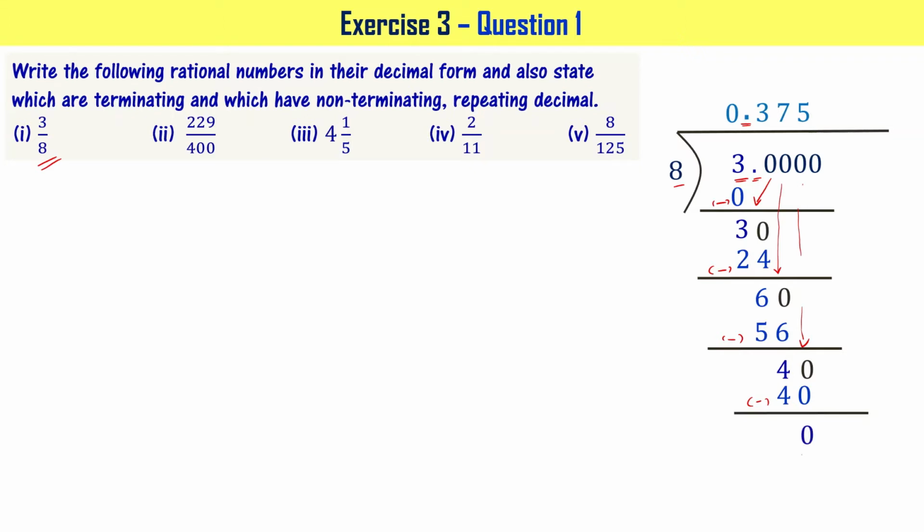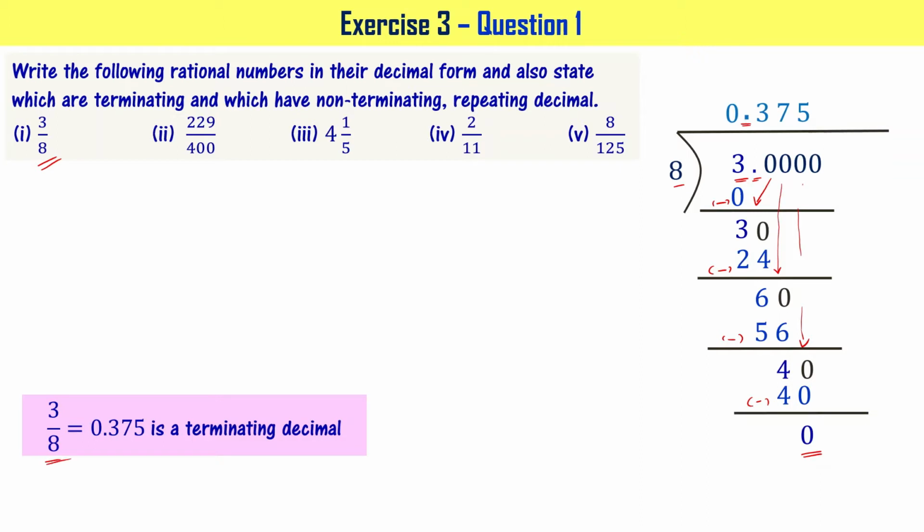Since the remainder is 0, we can say that this is a terminating decimal, right? 3 by 8 can be written as 0.375. It is called a terminating decimal. One reason for that is the remainder is 0. And the other thing you can say is after 5, the digit, there is no other digit. That's why we can say that 0.375 is a terminating decimal.